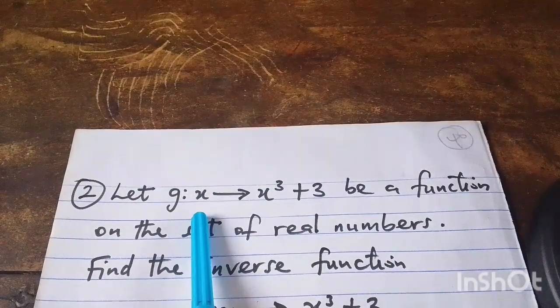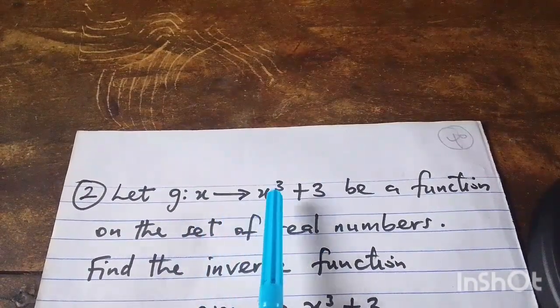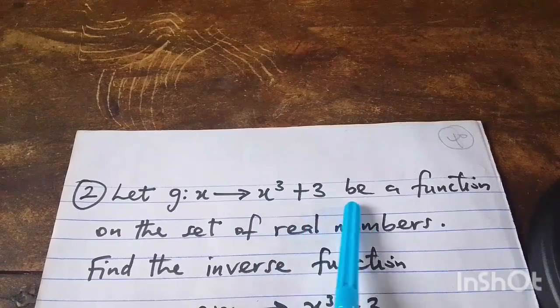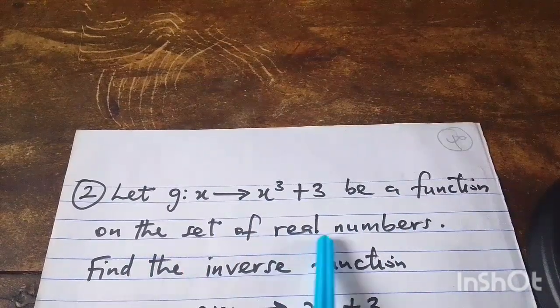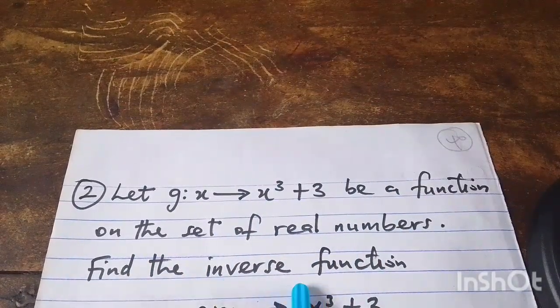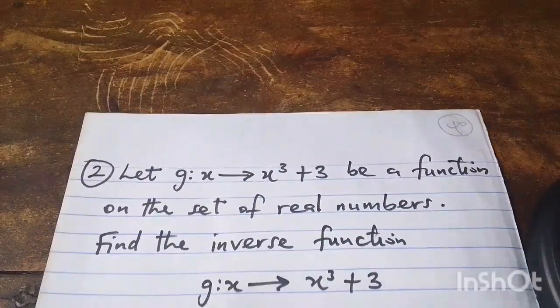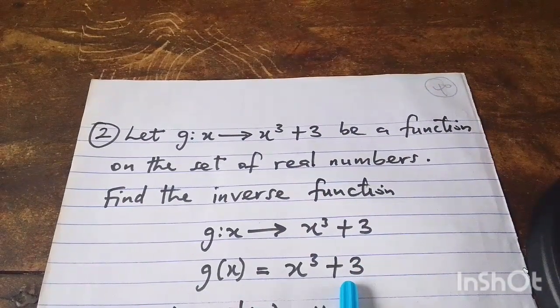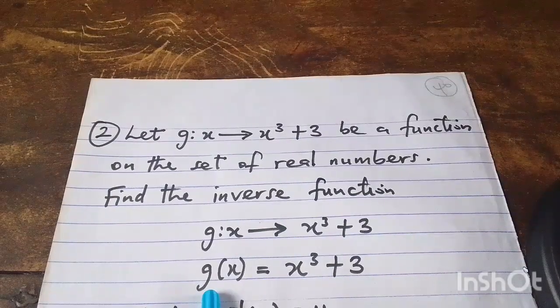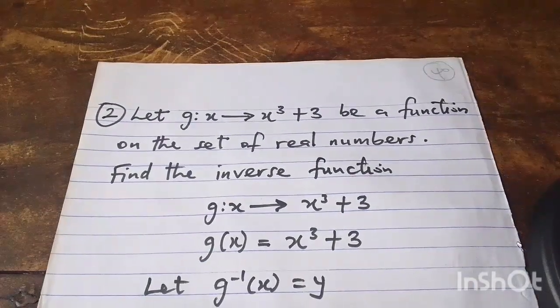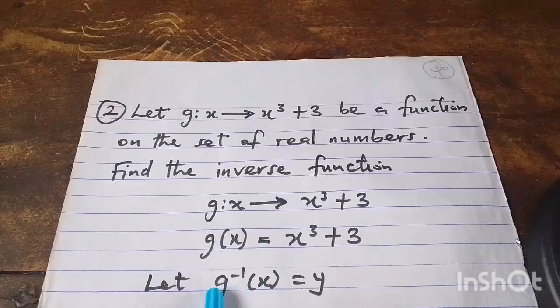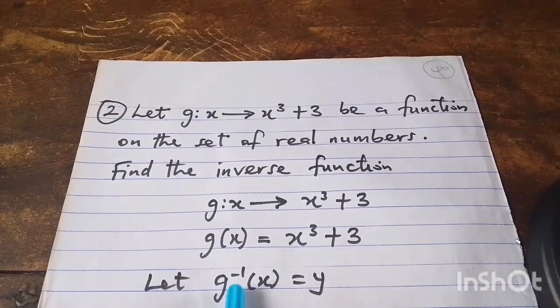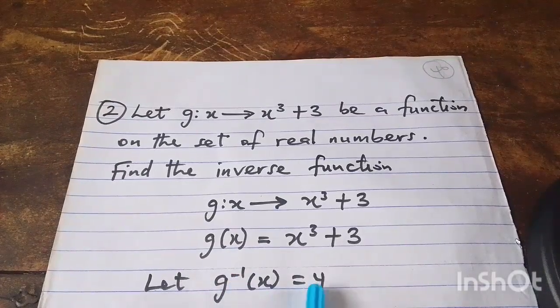Let g define the mapping g of x equals x cubed plus 3, a function on the set of real numbers. Find the inverse of the function. So this is the mapping. You are told to look for the inverse of this. So first of all, let the inverse of g be equal to y. You can see how to show the inverse here. g inverse is equal to y.